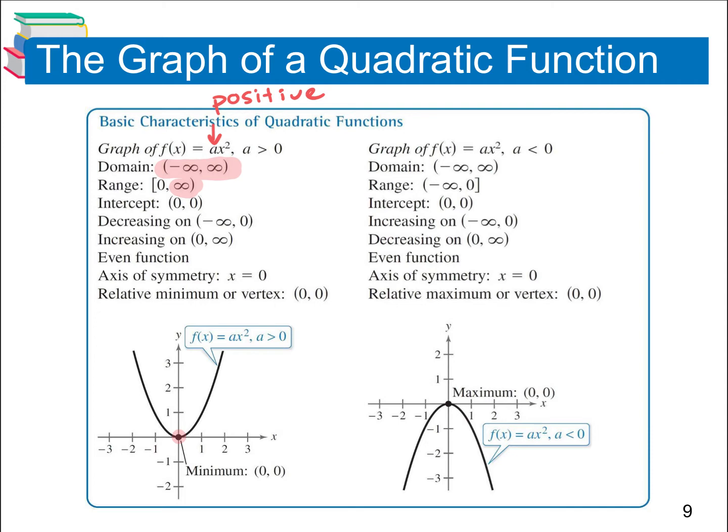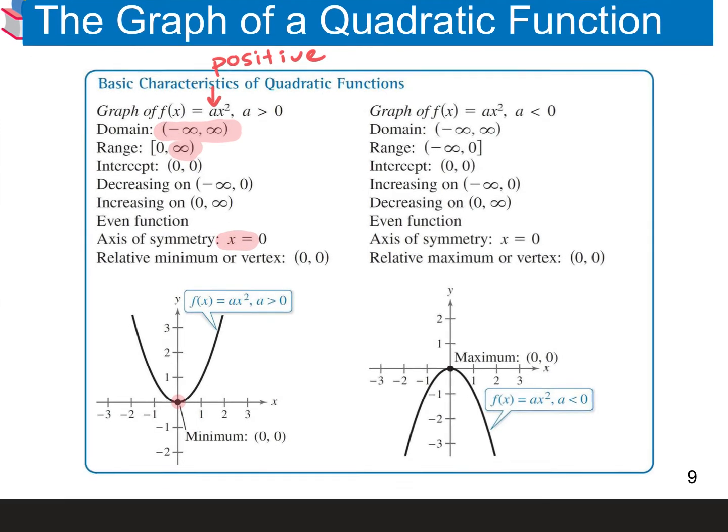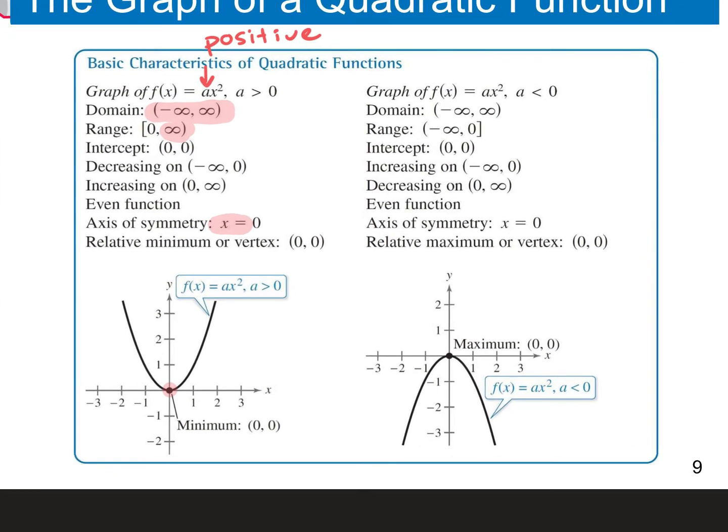We increase and decrease here. It's an even function. Our axis of symmetry is always x equals, but depending on if it has a shift, it's not always x equals 0. When it opens up, our vertex is at the minimum. So we have a minimum value at the vertex.